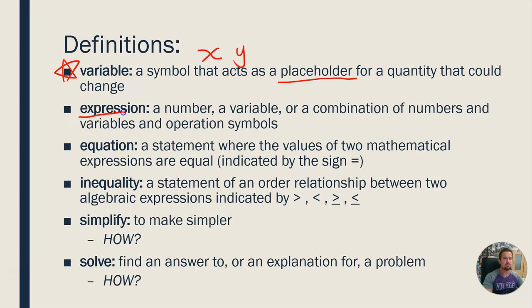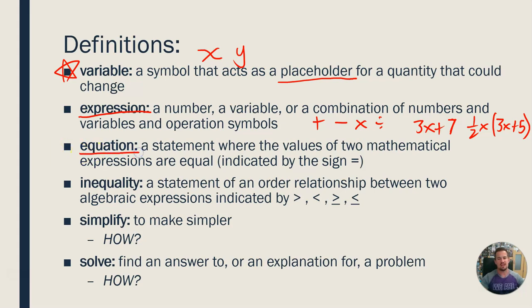An expression is a number, a variable, or a combination of numbers and variables, and operation symbols. So like addition, subtraction, multiplication, division. So something like 3x plus 7, or 1/2 x times 3x plus 5, or something like that. That is an expression. When I have numbers, variables, parentheses, addition, subtraction, multiplication, division all mixed together.